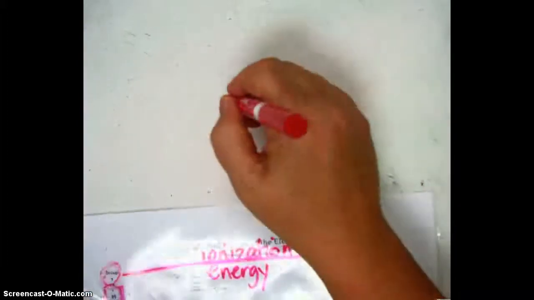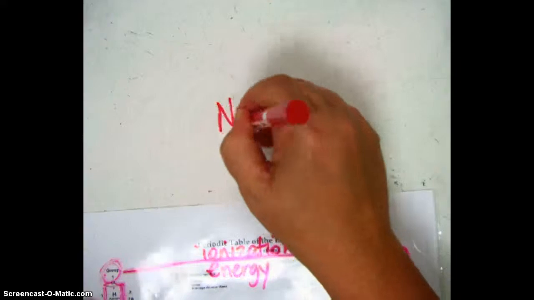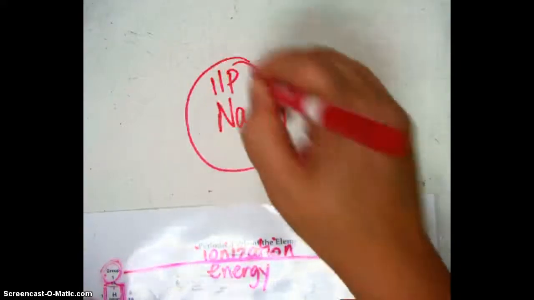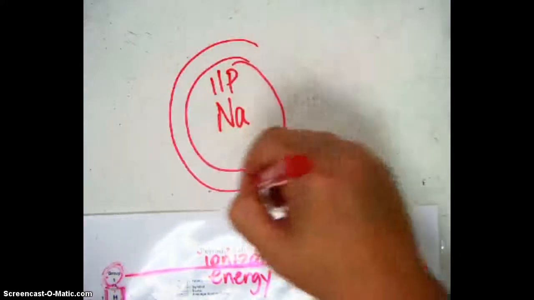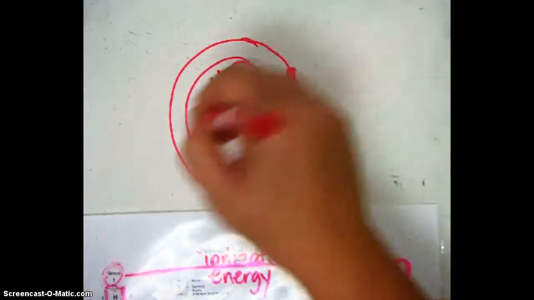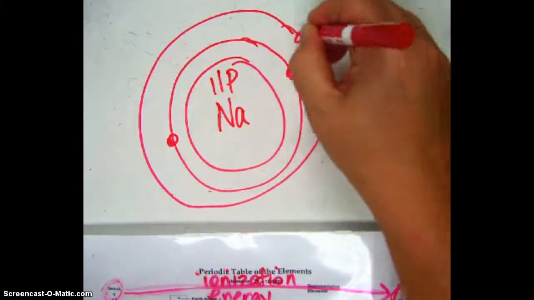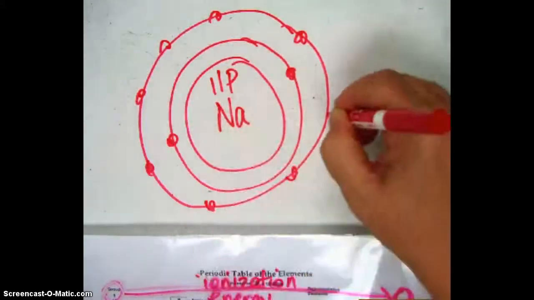So let's take a look at an example. So we have, let's say, sodium, which has an atomic number of 11. So that means it has 11 protons. And that means if you go to the first shell, you'll have 2 electrons. The second shell will have 8, for a total of 10 so far.